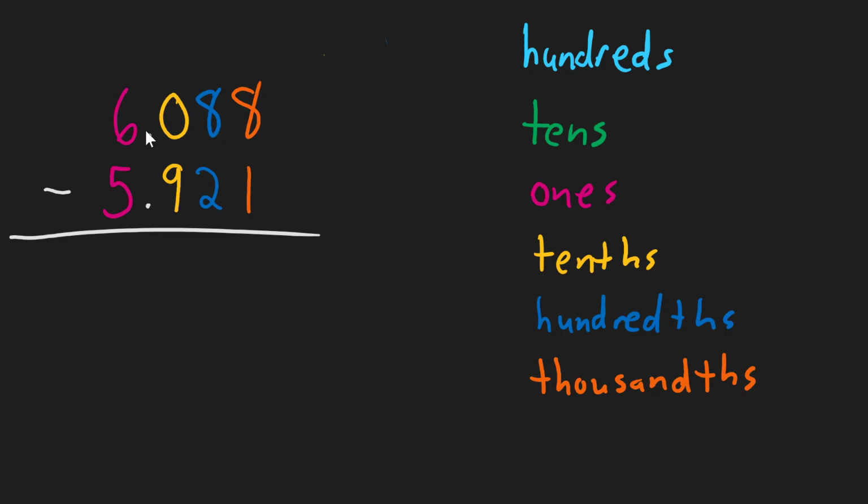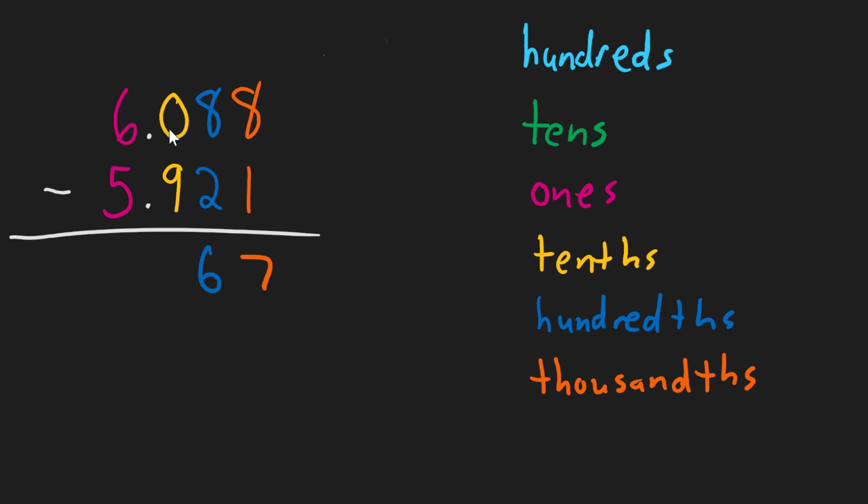The main insight here is to stack the digits based on place value. So you stack the digits in the hundreds place, in the tens place, in the ones place, in the tenths place, in the hundredths place, and in the thousandths place. And we start subtracting the numbers that are furthest to the right. So we begin with 8 minus 1, which is 7. And then 8 minus 2, which is 6.